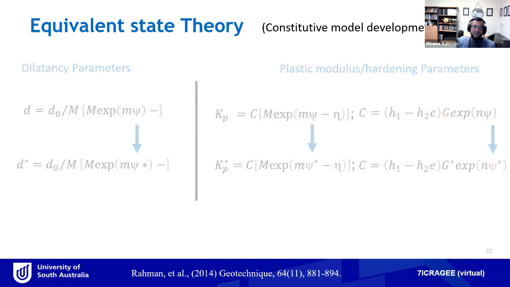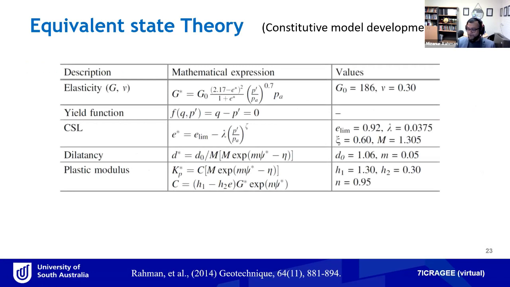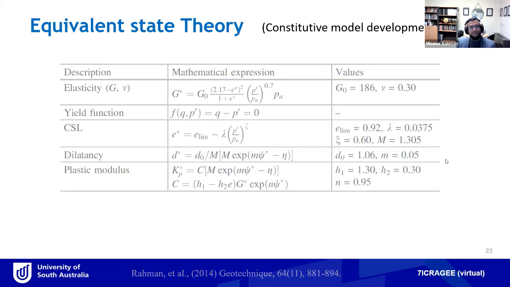So what does it mean? We would have a model for a range of fines content with one set of parameters, that is for clean sand. So these are the key equations I put, and the values for clean sand over here. Then look at the prediction.